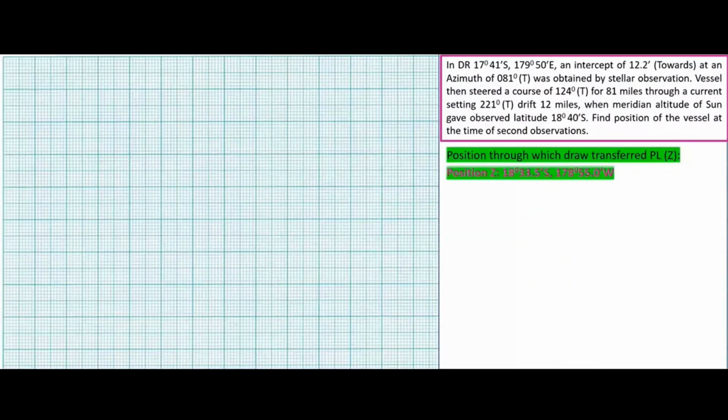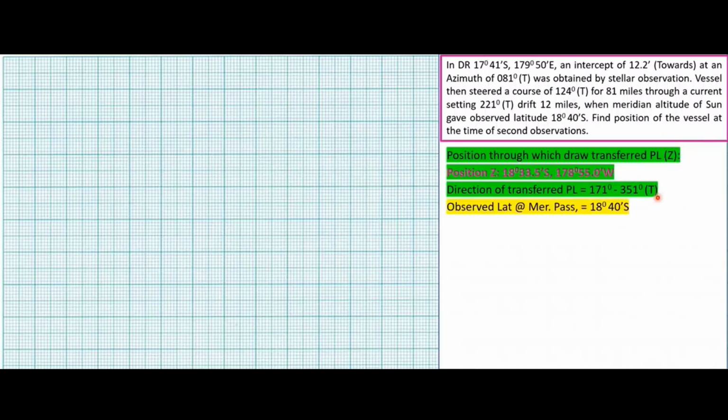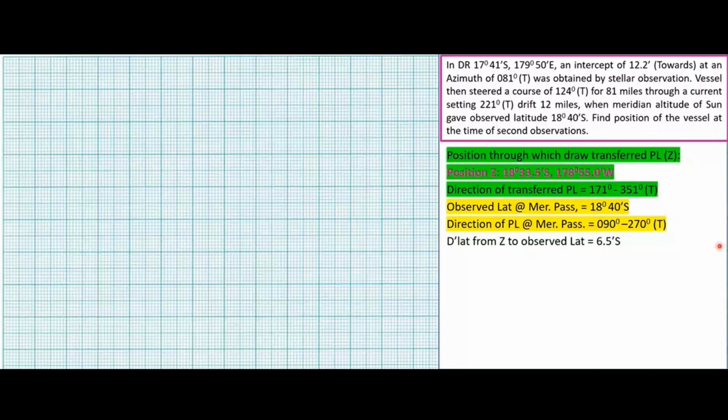So now having got point Z through which to transfer the PL, its lat long. We also know the direction of the transferred PL. It shall be perpendicular to the azimuth in the morning. That shall be 171 degrees to 351 degrees true. We know that the second observation has been latitude by meridian altitude. So observed lat is 18 degrees 40 minutes south. Direction of the second PL is east-west. D lat from Z to observed lat is 6.5 minutes south. So you can see it's 6.5 minutes south.